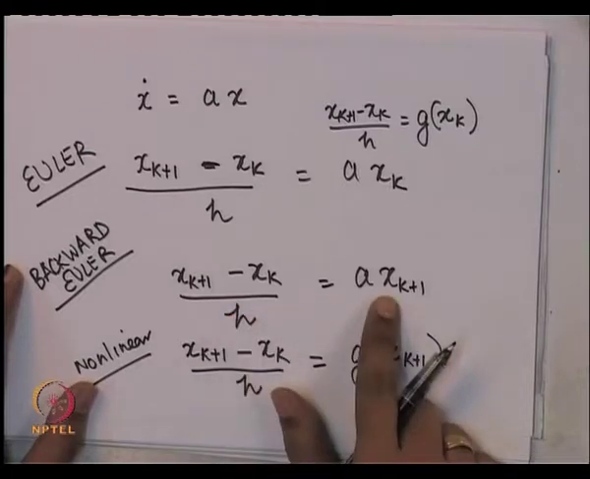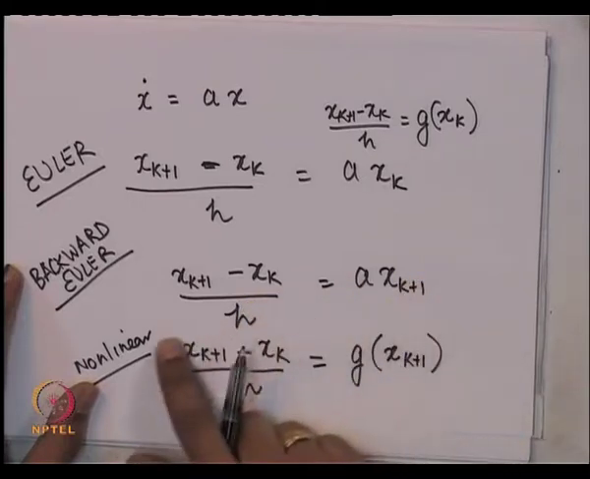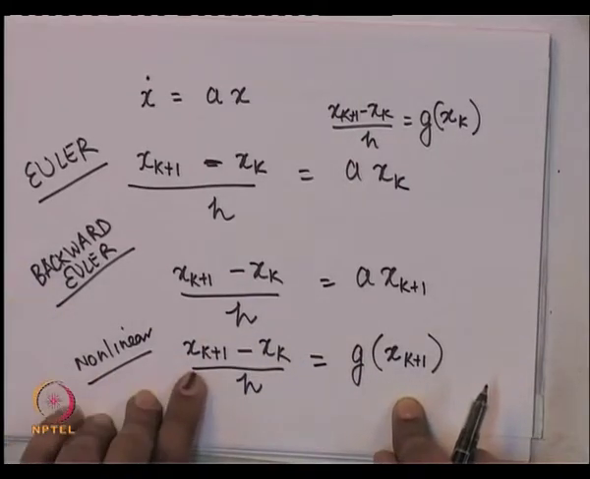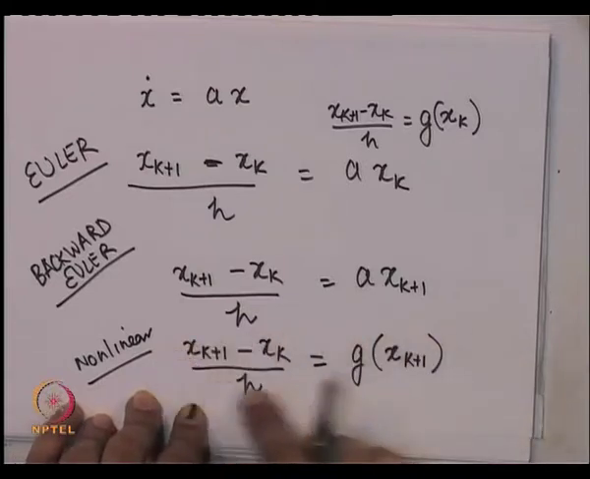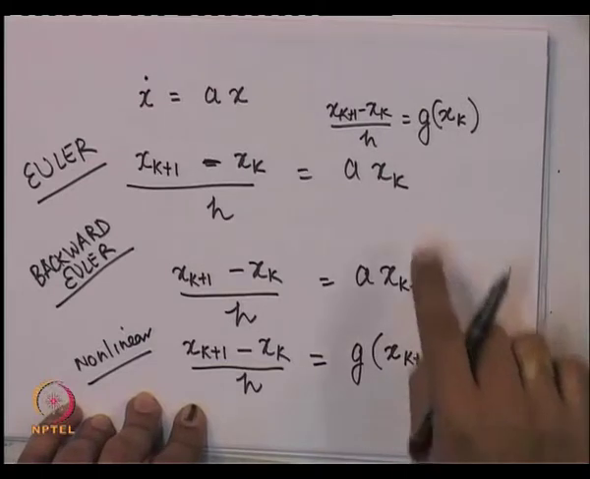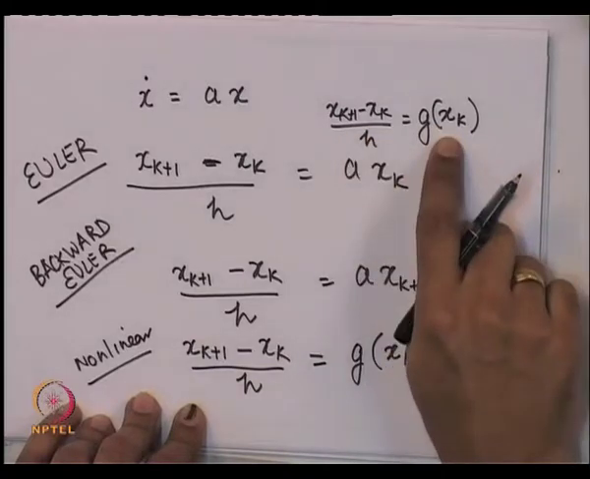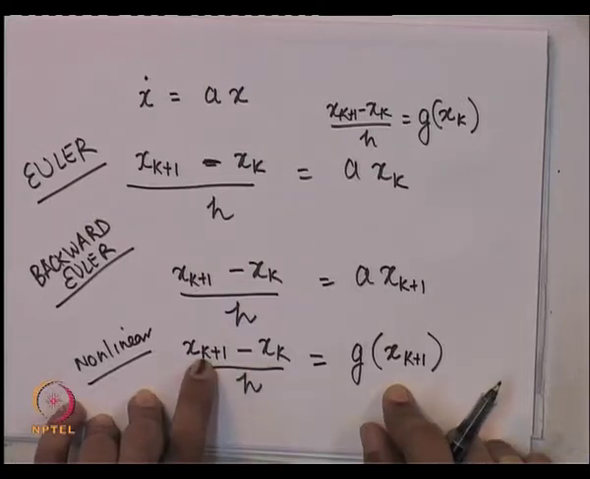In a linear system, this would imply that of course you will have to do a division, but here you will find that you will in fact have to use a numerical method. If g is a nonlinear function, you will have to use a numerical method for solving algebraic equations in order to get the solution of this. So, backward Euler involves a bit of complexity. Forward Euler or Euler method is easy to evaluate. This x k plus 1 is obtained explicitly from x k. x k plus 1 here is obtained implicitly from x k.